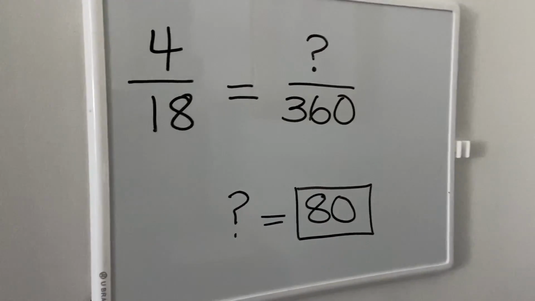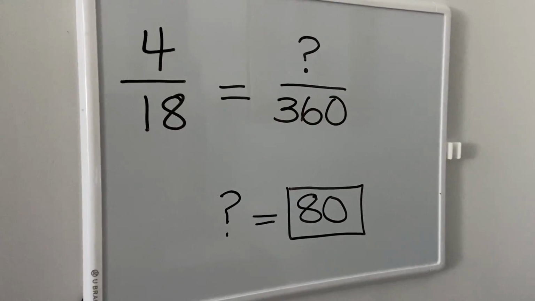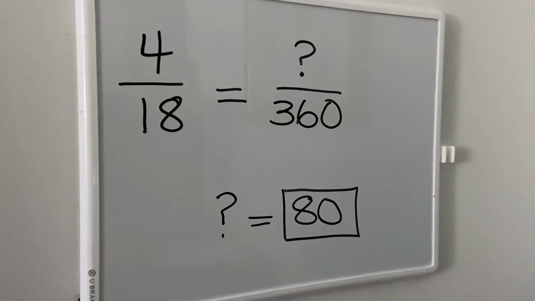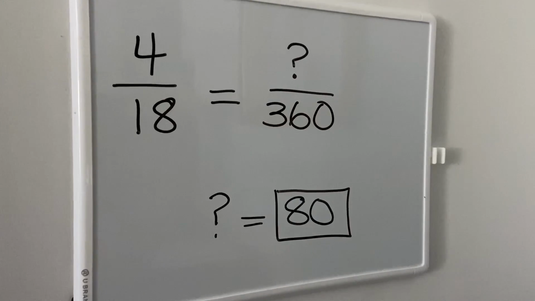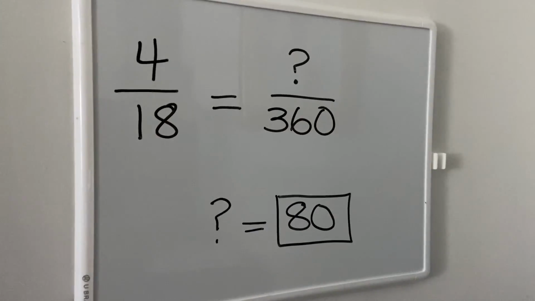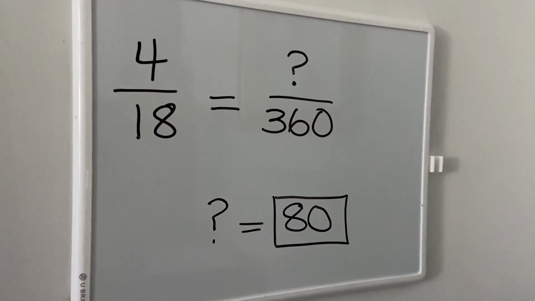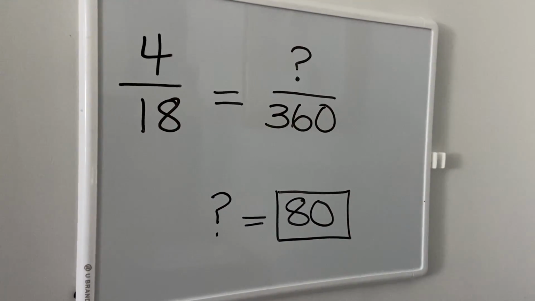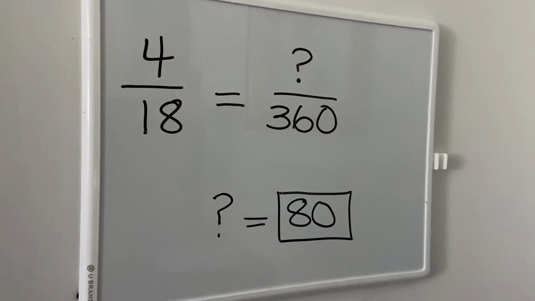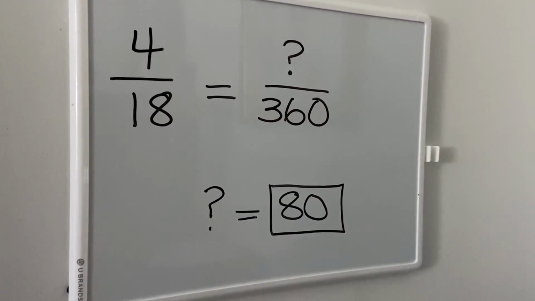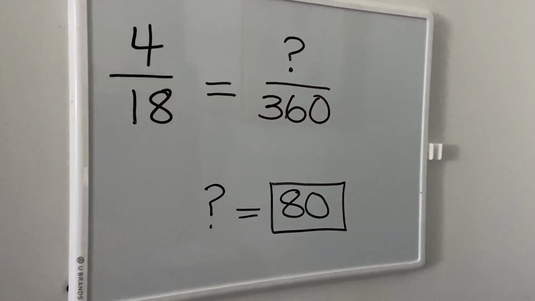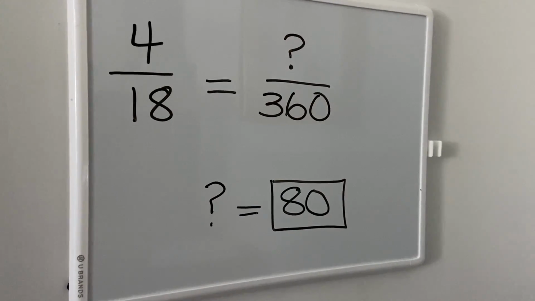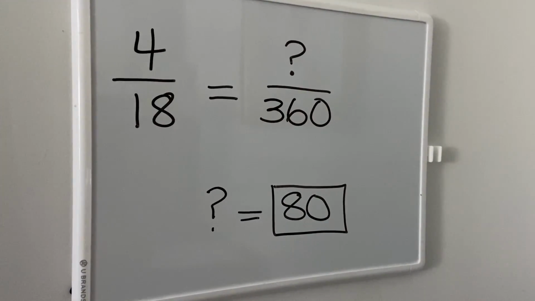If you said 80, you're right. If you didn't get 80, I want you to go back and try it again. Maybe you typed something into your calculator wrong. Remember that if you think of a proportion as butterfly wings, we're going to take the wing that has two values, and those are the ones we multiply, 360 times 4, and then we divide by the remaining one, which is 18. Try it again and see if you get 80.